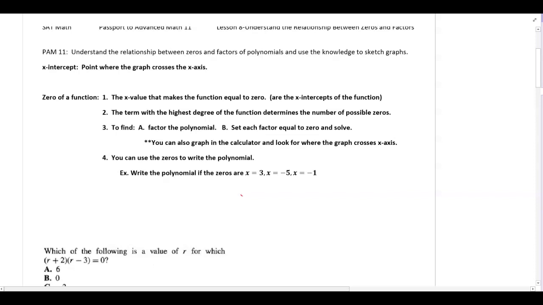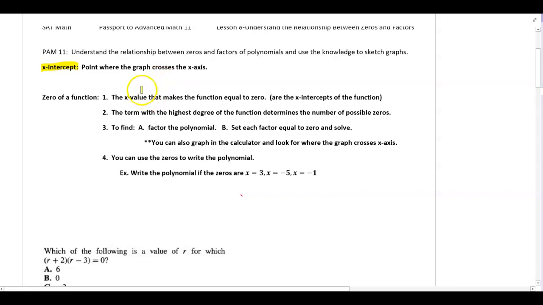Passport to Advanced Math Lesson 8 is dealing with Standard 11, which is understanding the relationship between zeros and factors of polynomials and to use the knowledge to sketch graphs. Well, first thing we want to talk about, what are zeros? And we're going to start by reminding you what an x-intercept is.